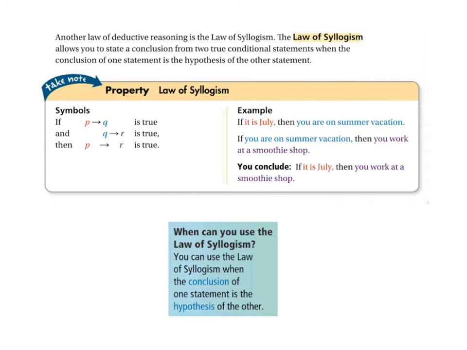Now, in the first one, the law of detachment, what we were doing is coming to an actual conclusion. Here with the law of syllogism, it's a little bit different. And I want you to note the double L here, and I will refer to why in a second. Anyway, another law of deductive reasoning is the law of syllogism. The law of syllogism allows you to state a conclusion from two conditional statements when the conclusion of one is the hypothesis of the other.